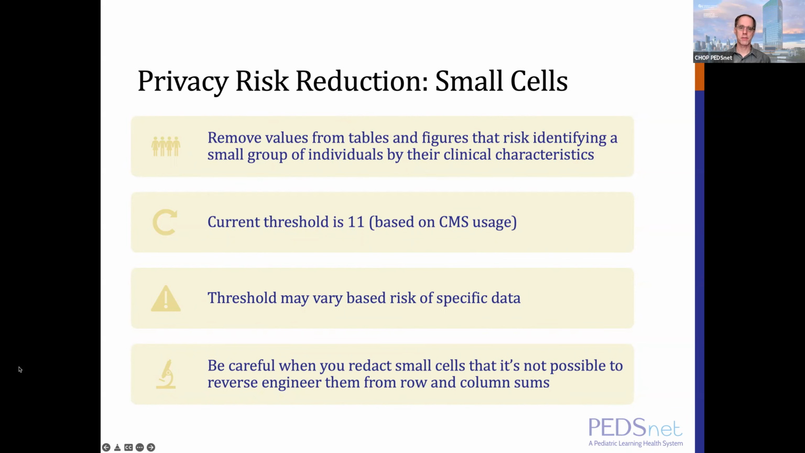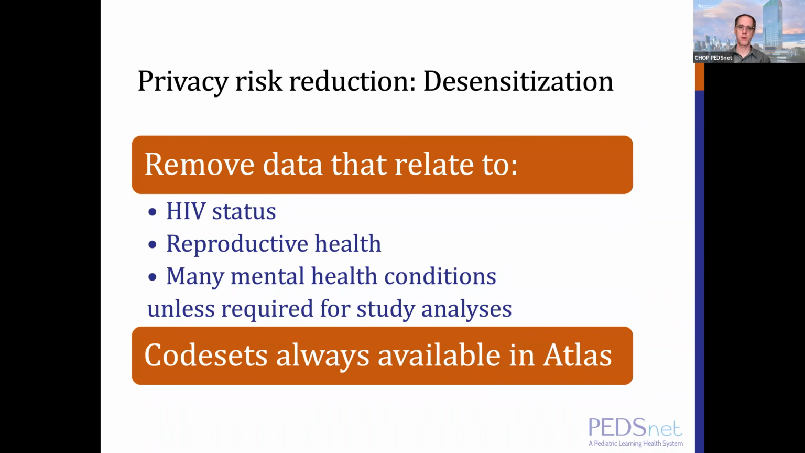Right, so while that's a fairly common technique for privacy risk reduction that's applied to the results of analysis, I also want to mention a couple of techniques that we use in the construction of study data sets that you may need to account for when you're conducting the analyses. So the first is a process that we call desensitization. So the removal of particularly sensitive data when it is not directly related to the analyses being conducted in the study.